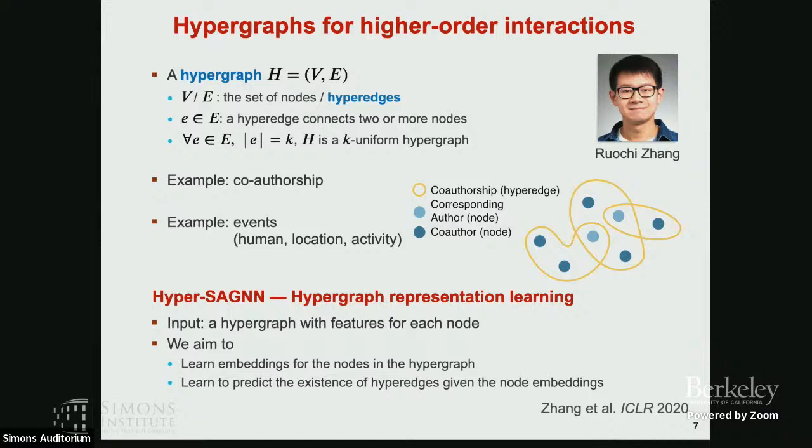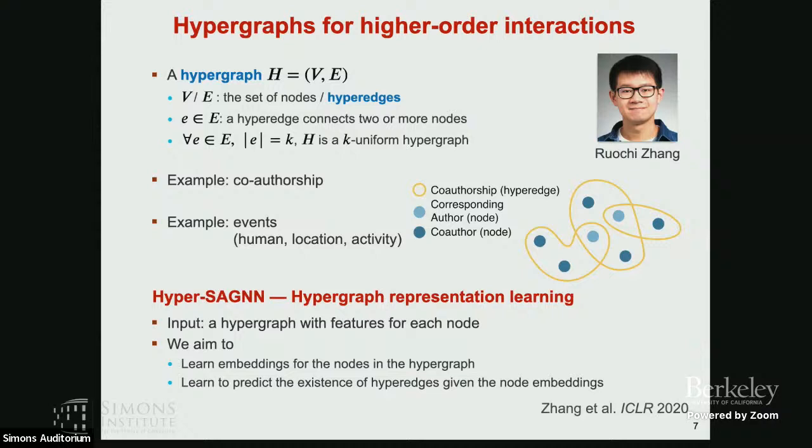For instance, there is an example of co-authorship. Each node is an individual, a researcher, let's say, but they may have different roles, such as co-authors or corresponding authors. Each orange circle here represents a co-authorship, and each orange circle is a hyperedge. You can also model events, human location, or activity as a hyperedge. Then you can represent both the hyperedges and the nodes in the hypergraph in a lower dimensional space.